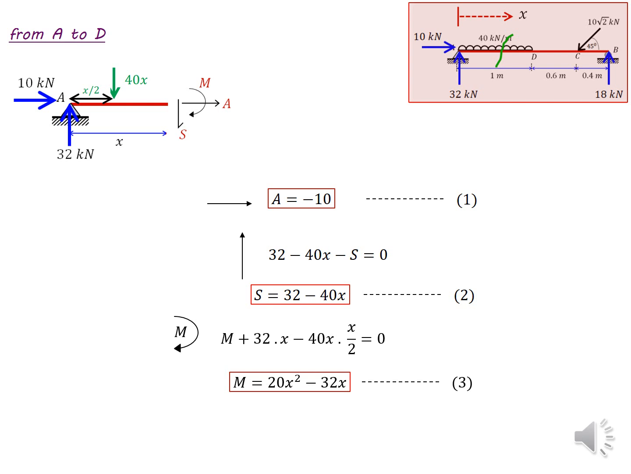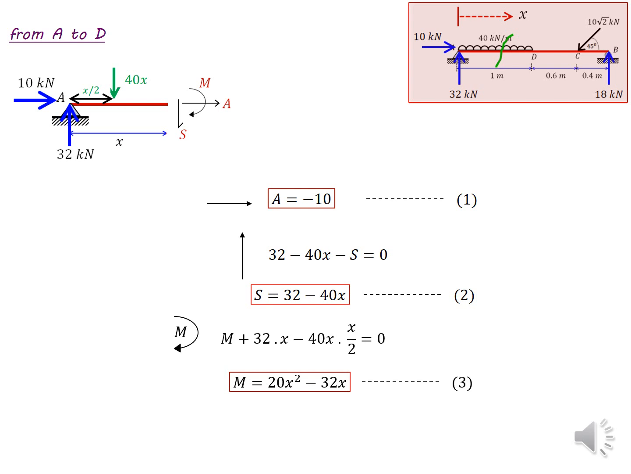So adding all these moment components should be equal to 0 for the overall stability. So my equation is M plus 32x minus 40x times x over 2 equal to 0. And finally we can end up with the equation for M equals 20x squared minus 32x. When getting the moment, we should get the moment at the point where we made the cut, so we can avoid the shear force component acting in the moment equation. That's why I got the moment at the place where we cut the structure.